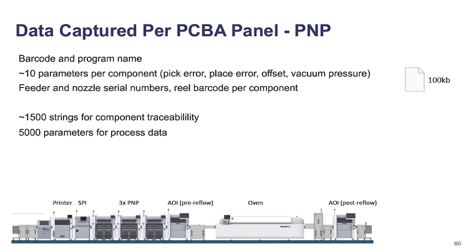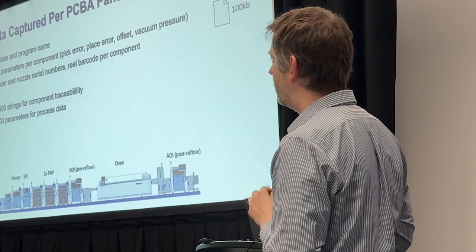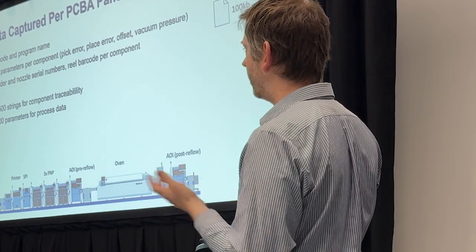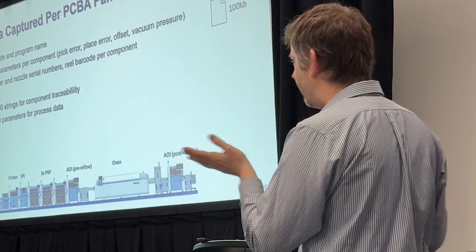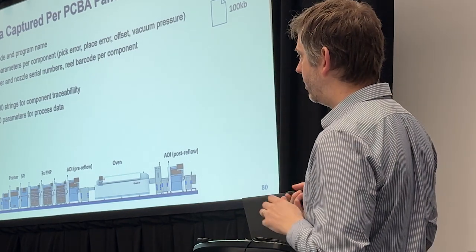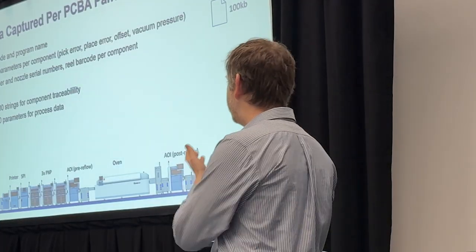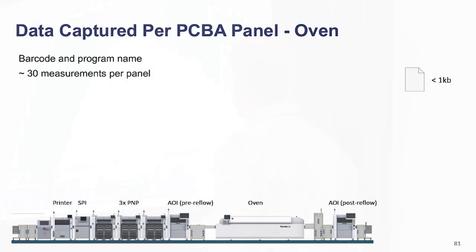It's by component, not by pad, so it's slightly smaller. But I want to store traceability data for each component. What was a pickup error, placement offsets, vacuum pressure, maybe the serial numbers of the feeder and nozzle that were involved, what reel it came from, the barcode there. So maybe like a few thousand strings and some 5,000 or so parameters, if you really were to store them all. And not every pick and place actually can record and report, say, vacuum pressures or placement offsets, but conceptually, some of them can, and that's sort of what you would put in there. Maybe like 100K for this.